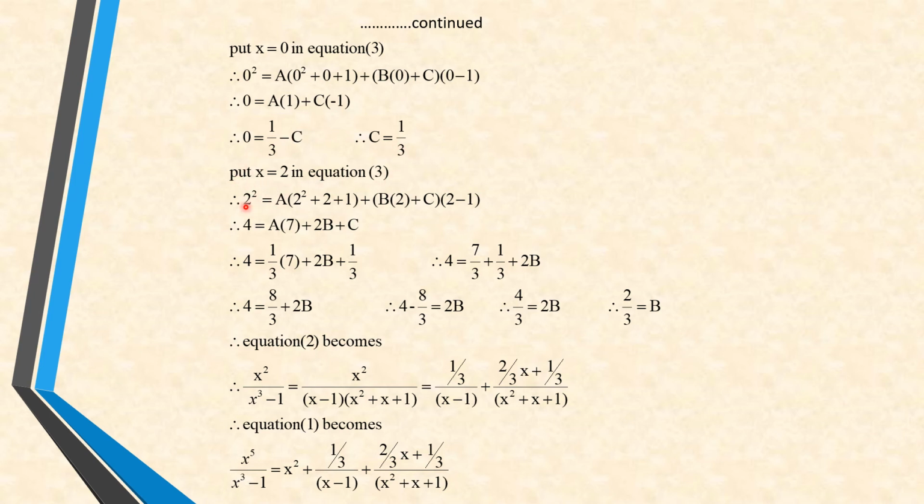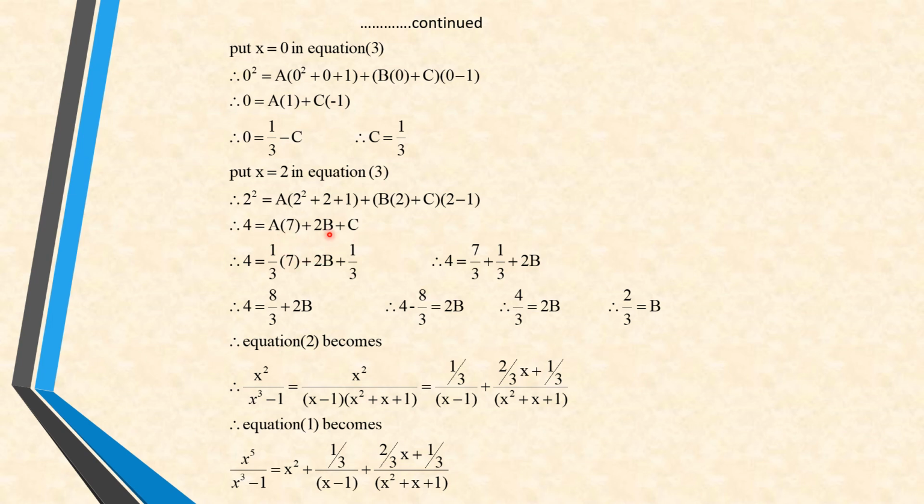Now for the third choice of x, we can do whatever we feel like. We can put the value of x here, positive, negative, anything. But 0 we have already used, and 1 as well. So if you put x equal to 2 in equation 3, we will get 2 squared equal to A into (2 squared plus 2 plus 1) plus (B into 2 plus C) into (2 minus 1). So can you see 2 minus 1 becomes 1? That's why I preferred x equal to 2 in equation 3. Then we get the simplified equation as 4 equal to A into 7 plus 2B plus C.